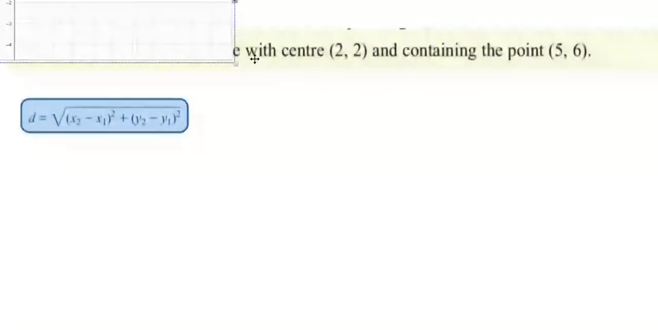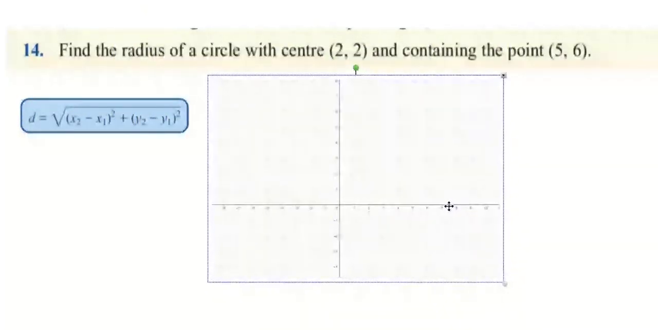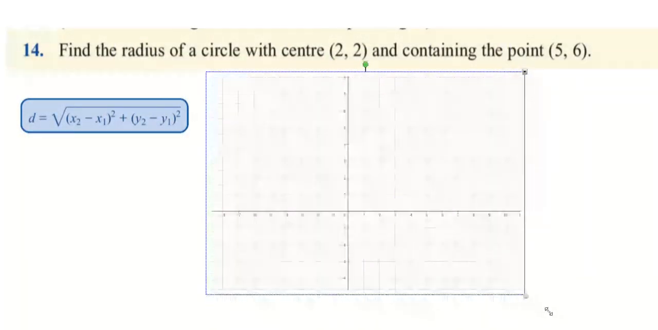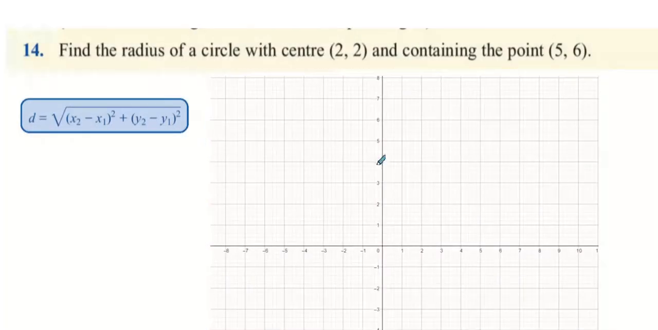So what happens is you have a circle, and on this circle you have a point, a center 2, 2. Now where's 2, 2 located? 2 across and 2 up. Everybody cool with that? Where's 5, 6 located? 5 across and 6 up.